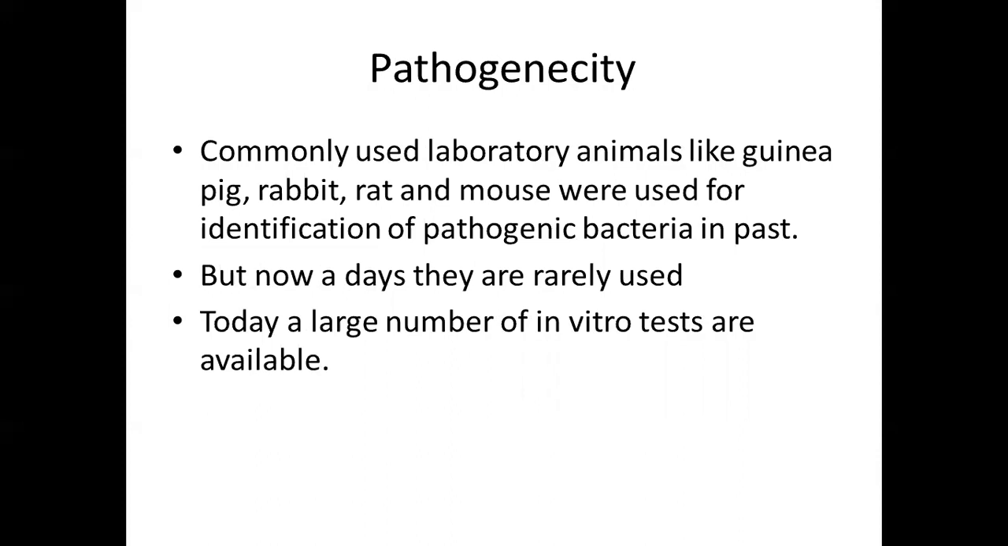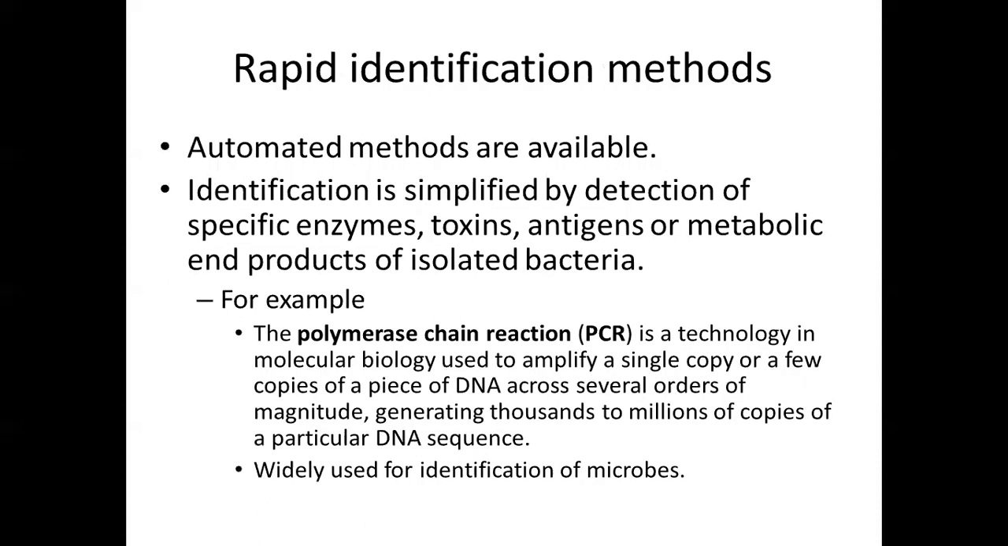Then pathogenicity. Commonly used laboratory animals like guinea pig, rabbit, rat and mouse were used for identification of pathogenic bacteria in the past. Now they are used rarely, and a large number of in vitro tests are available. Next, the last one is the rapid identification method.